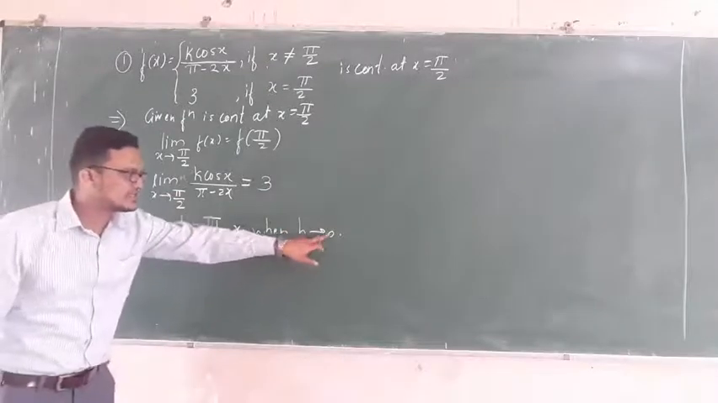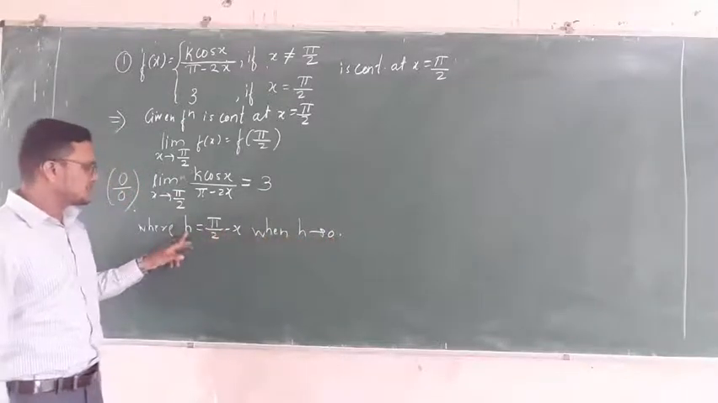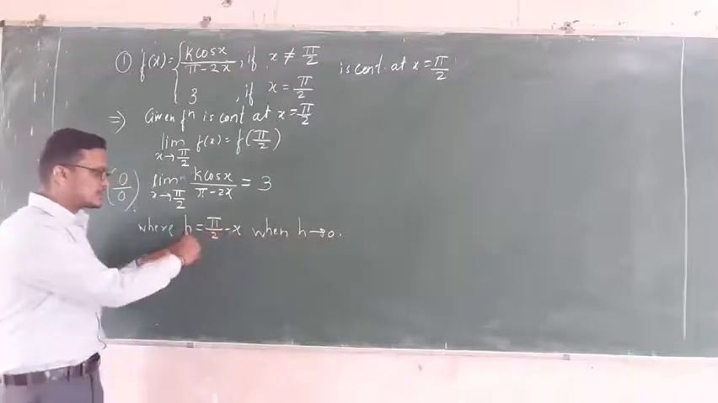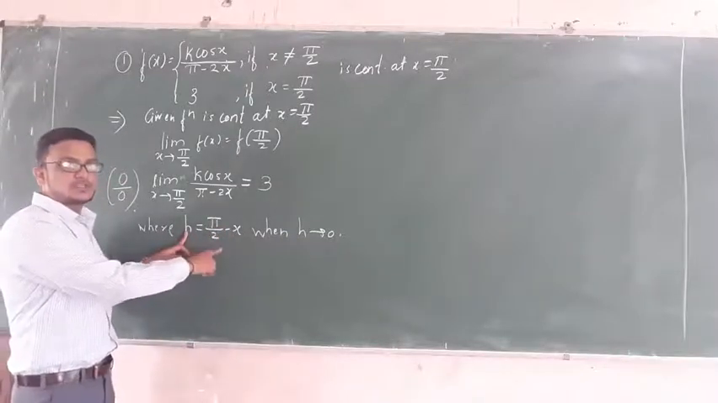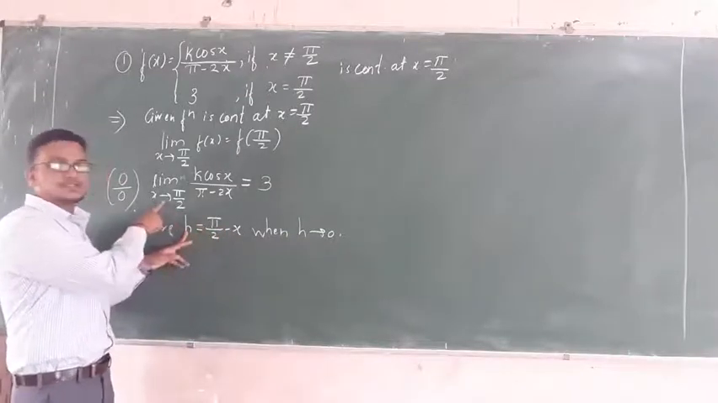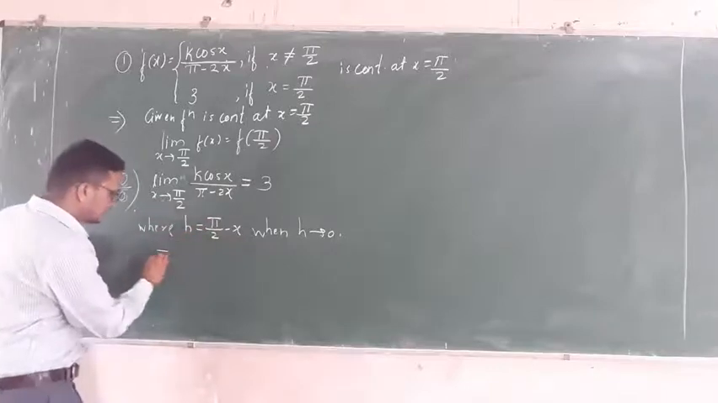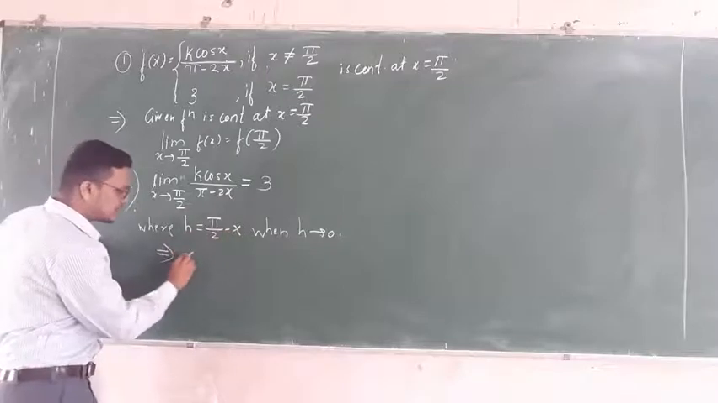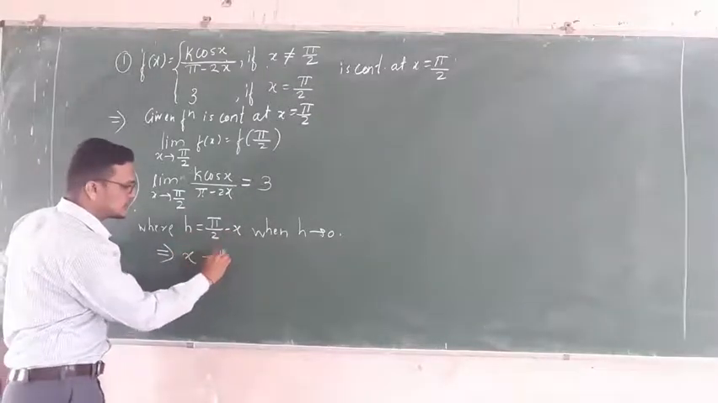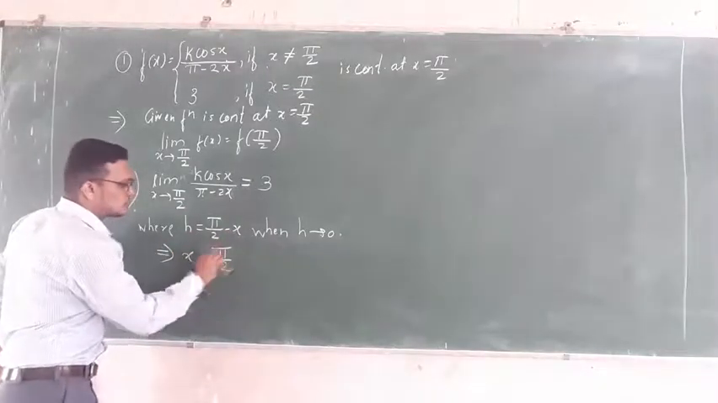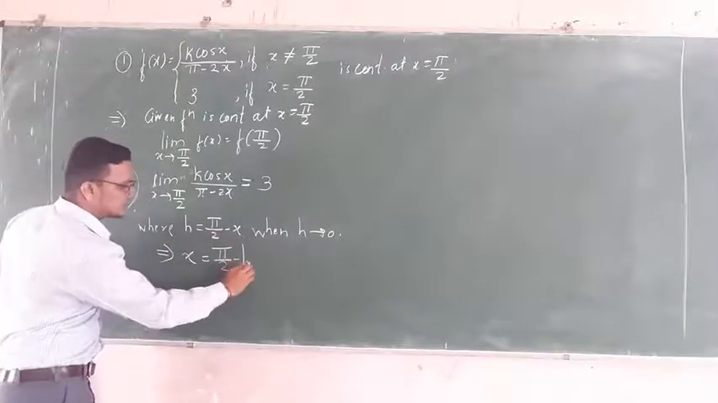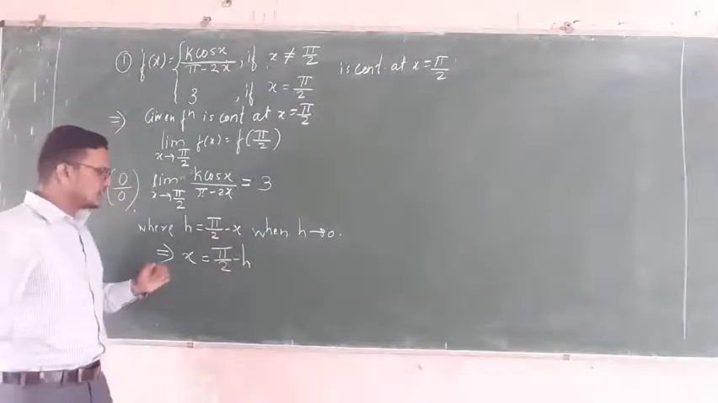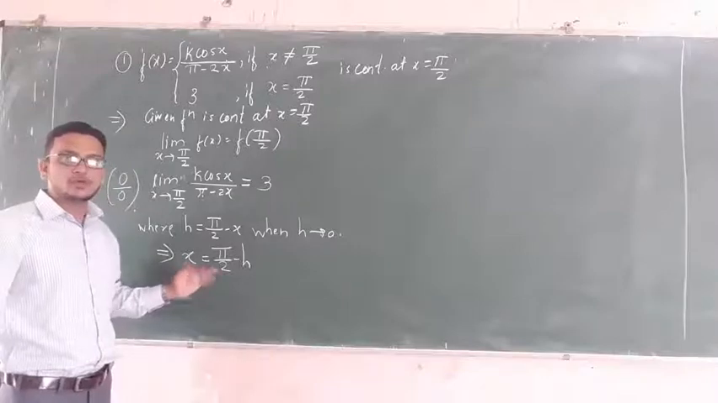Because you know, if h is tending towards 0, means if I put h is 0 here, again minus x you can transfer. You will get x is equal to pi by 2. Again you get the same limit. Or this implies minus x transfer here, it becomes plus x, which is equal to pi by 2 plus h transfer to that side, minus h. So x is equal to pi by 2 minus h.